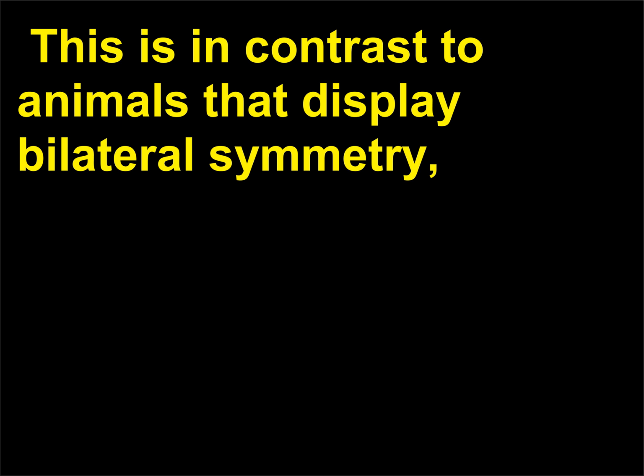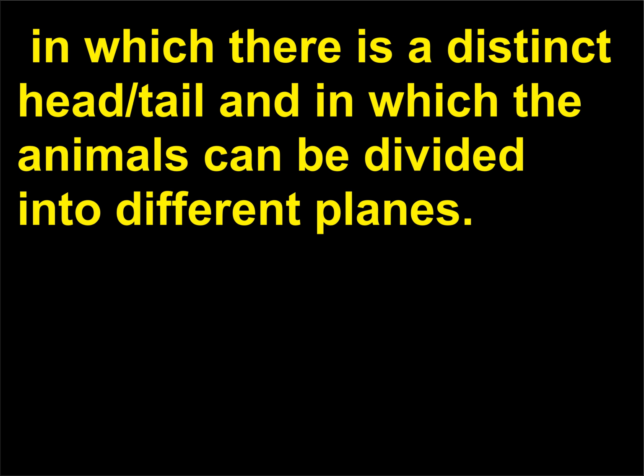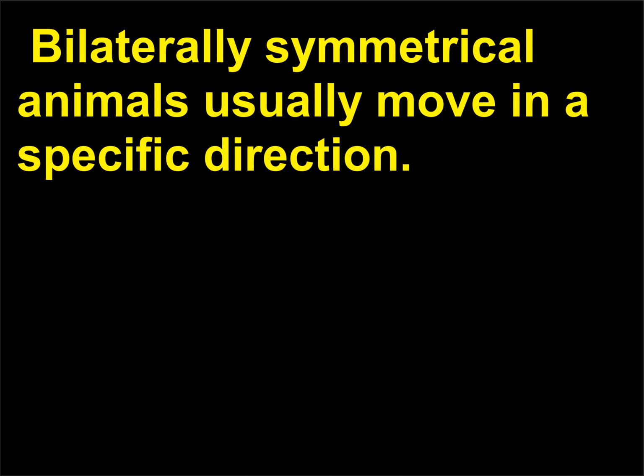This is in contrast to animals that display bilateral symmetry, in which there is a distinct head/tail and in which the animals can be divided into different planes. Bilaterally symmetrical animals usually move in a specific direction.